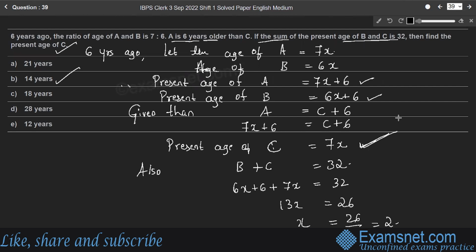So you can verify the answer, where the sum of present age of B and C is 32. C is 14 years, whereas B is, so present age of B is 6x plus 6. That is 6 into x, which is 2, 12 plus 6 is 18. 18 plus 14 is 32 years. Therefore, the answer is verified, right? Therefore, option B is the right answer.